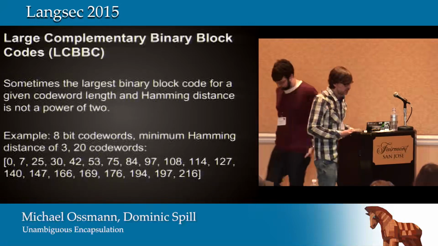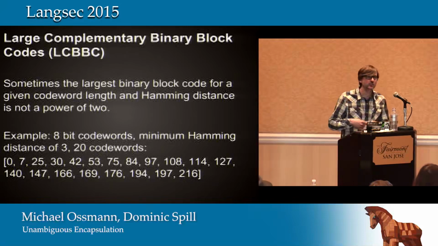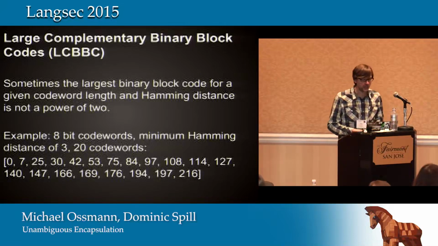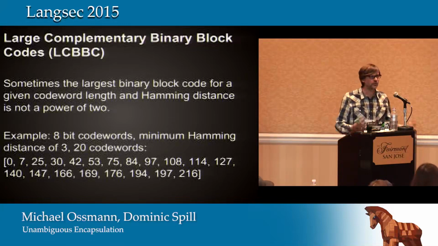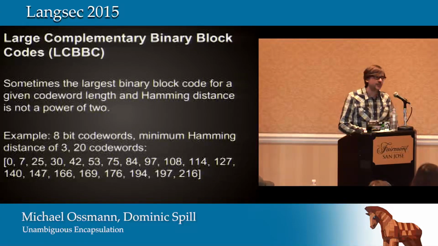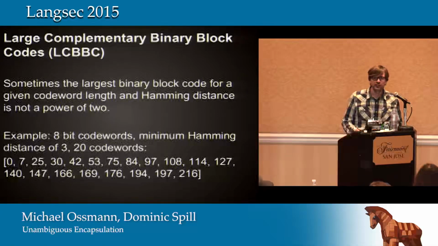So the third and final class of codes that we thought up that might be useful for unambiguous encapsulation was what we called large complementary binary block codes. The idea is kind of born out of the fact that we're using brute force search to find these codes, as opposed to an analytic method. And if you're doing brute force search, you notice that some of the rules that are generally followed for block codes could be ignored. Like, for example, do you need to have a number of code words that is a power of 2?